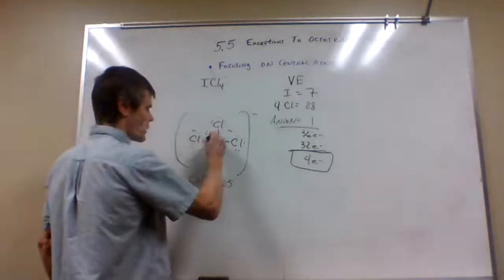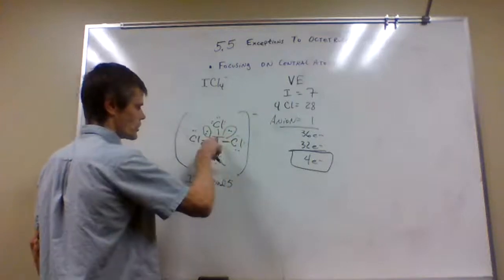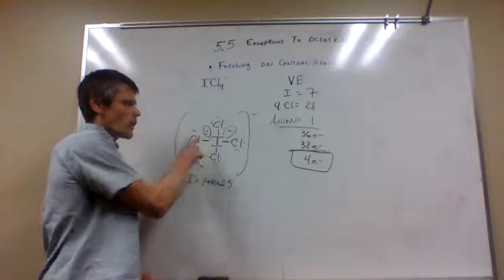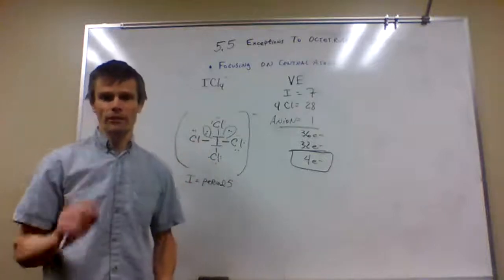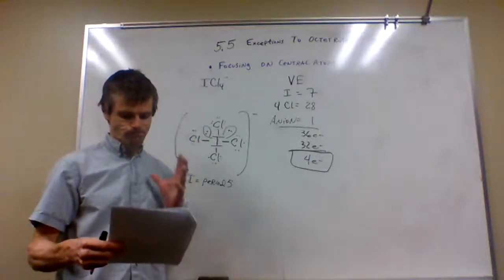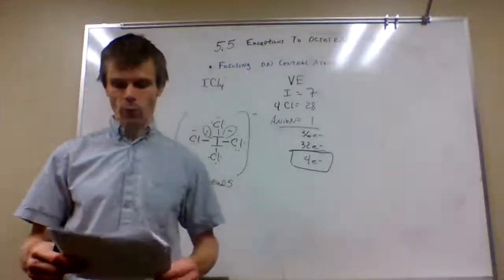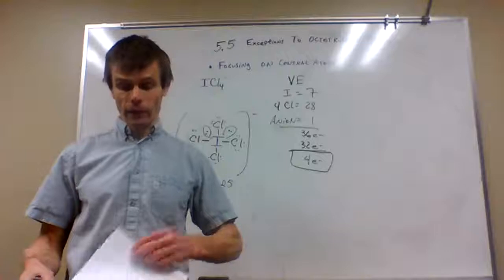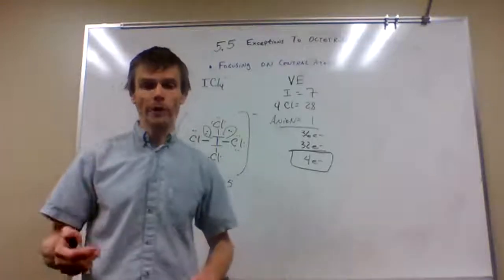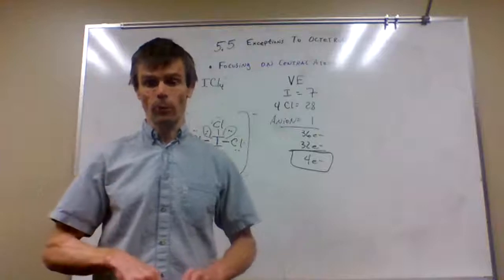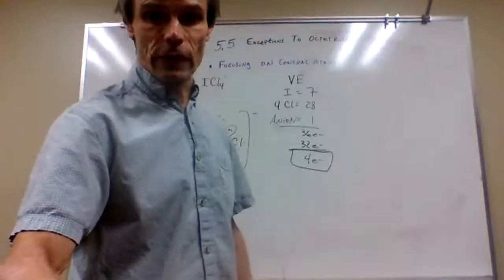Some people like to draw little lobes here to let you know that it's on the iodine. I'm okay with that. You can do that as long as they're not on the chlorine. They're on the central atom. So that's it for exceptions to the octet rule. Our next lecture video will be reviewing a little bit about bonds, and we're going to look at single, double, and triple bonds and the properties associated with them.